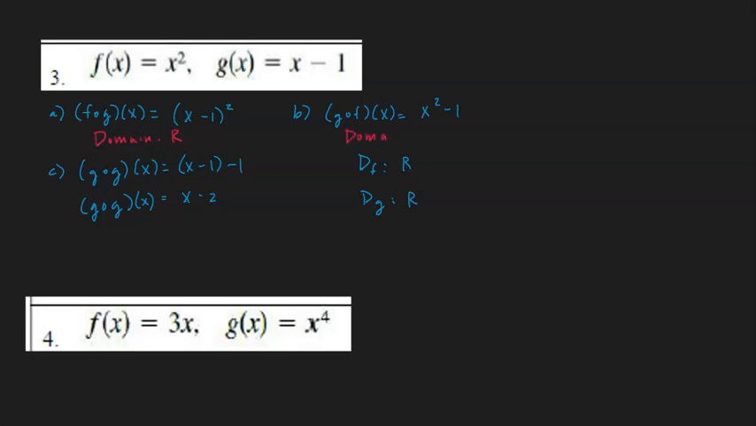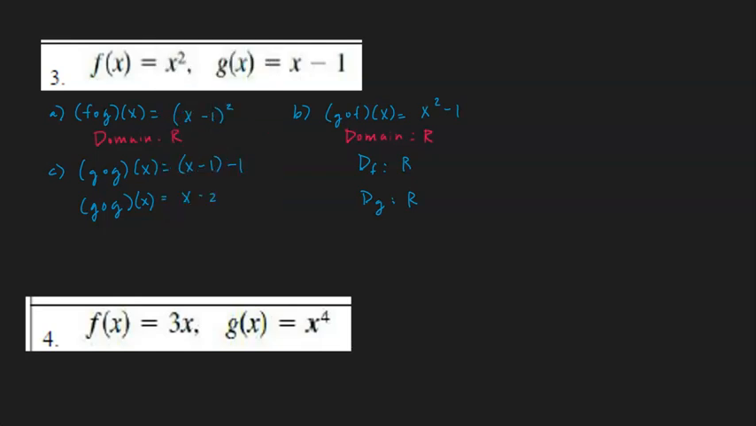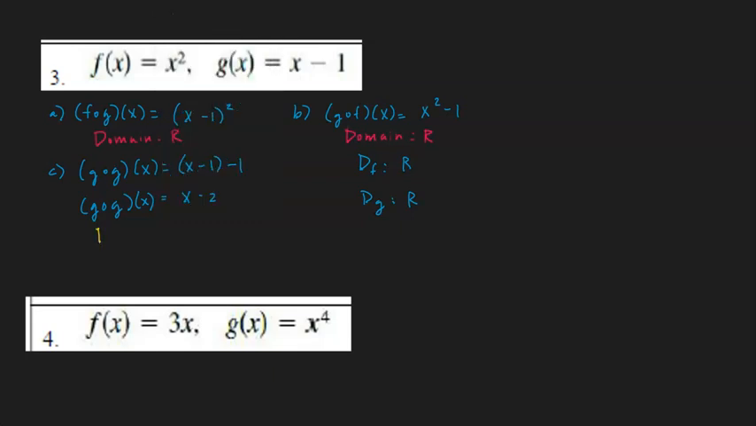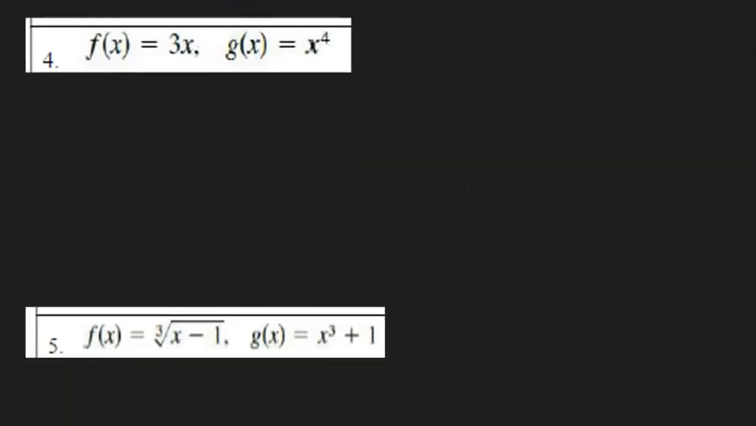The domain of this composite function, note to self, do not use this color. I don't like it. No, I don't want to use the same color. I'll just use this. And domain is all real numbers. Okay? Good job. Number 4.